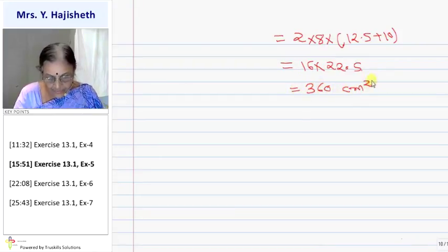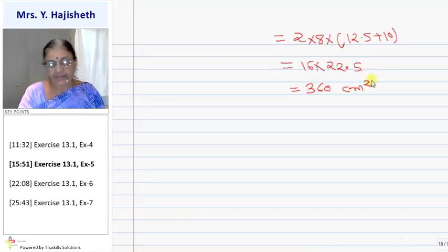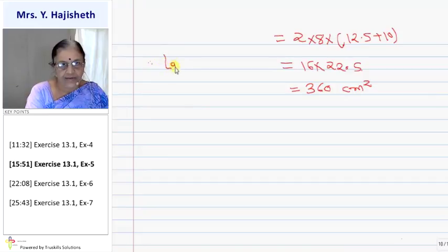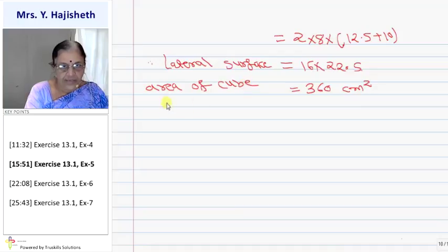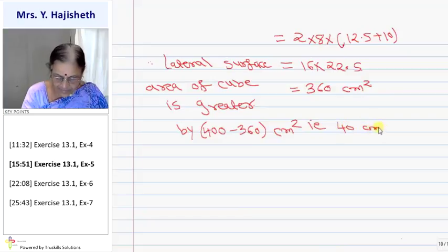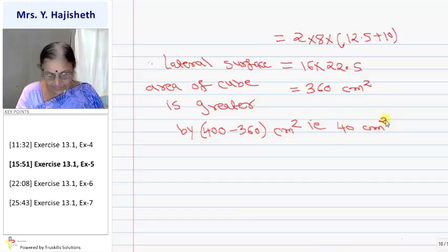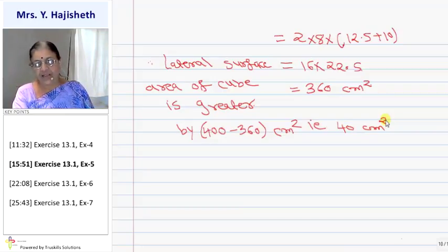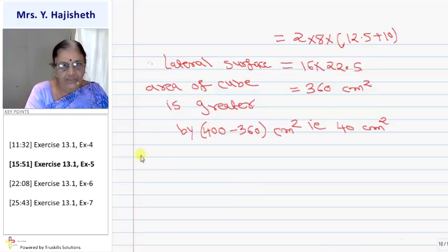Now see. Lateral surface area of cube is greater, right? Therefore, I can say lateral surface area of cube is greater by how much? Greater by 400 minus 360 centimeter square. That is 40 centimeter square. Right? Lateral surface area of cube is greater by 40 centimeter square. Now we should find out total surface area of cube.